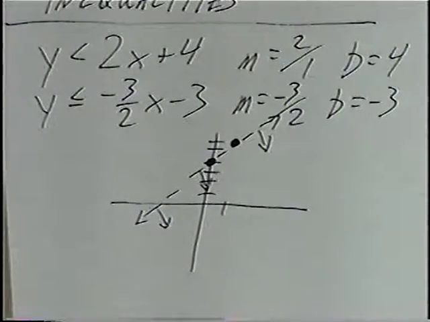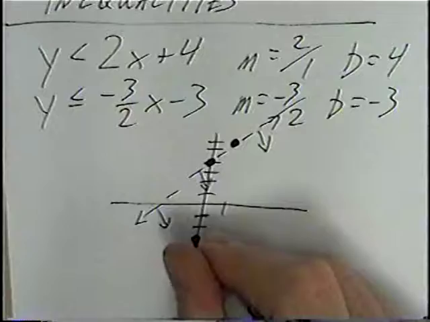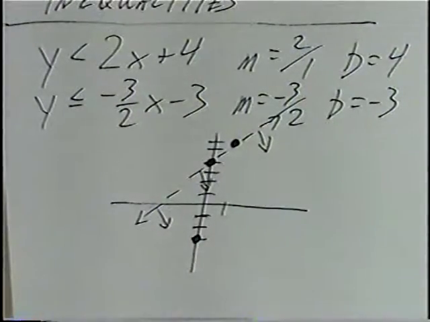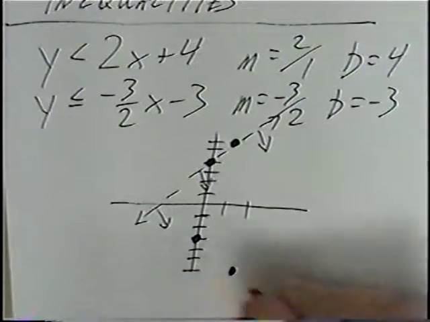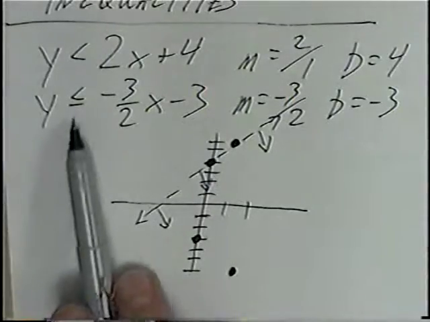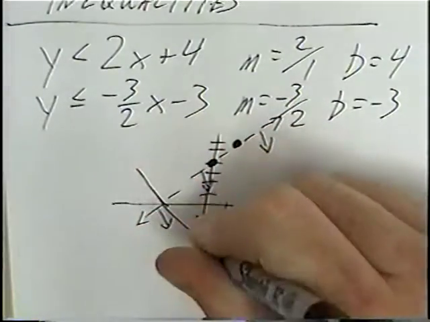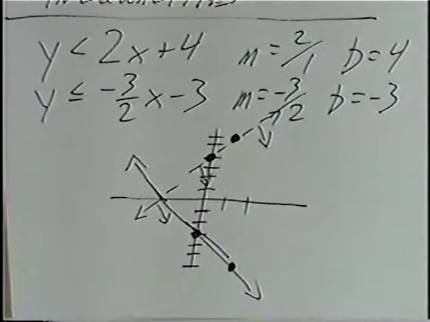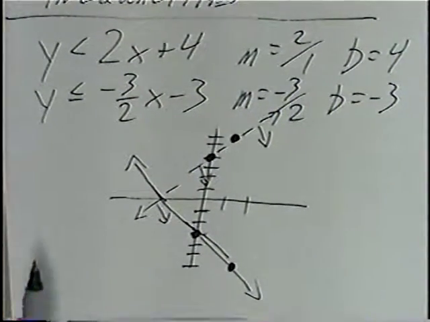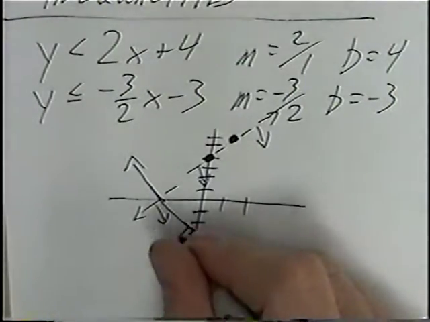Graphing the second inequality, we'll start at -3. The slope is -3 over 2, so we'll go down 3 spots and to the right 2 spots. This inequality is less than or equal to. Since it's or equal to, we'll have a solid line that connects both points. This line again we can shade. Looking at the inequality, we have y is less than or equal to. From this line, less than means we'll shade the bottom, and again I'll put arrows on the line to represent the bottom.